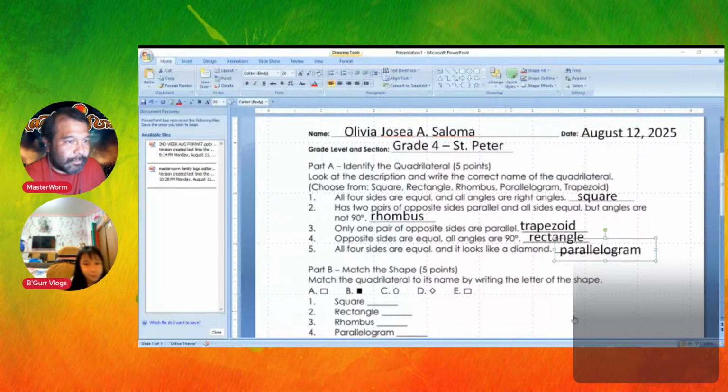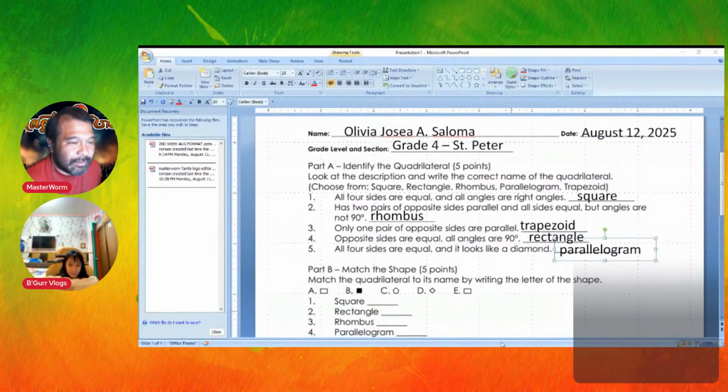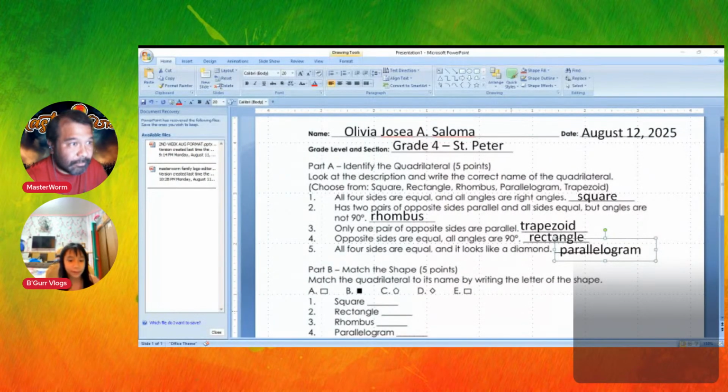Daddy, the live is 1 hour, Daddy. It's okay. It doesn't matter. Is the rhombus the same, bigger? Is the rhombus the same with parallelogram? Wait, Daddy.